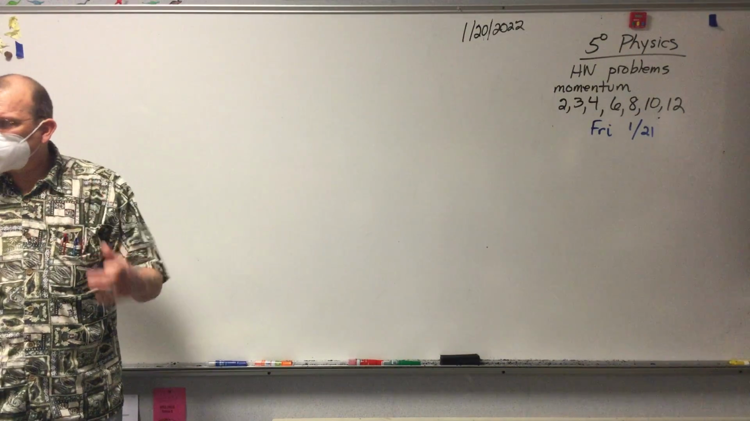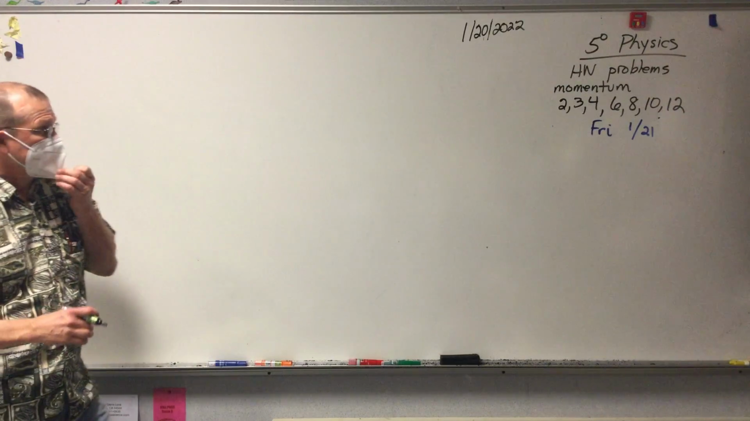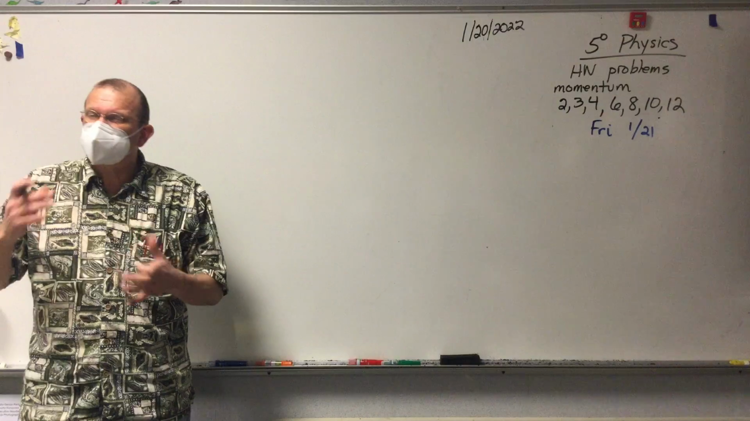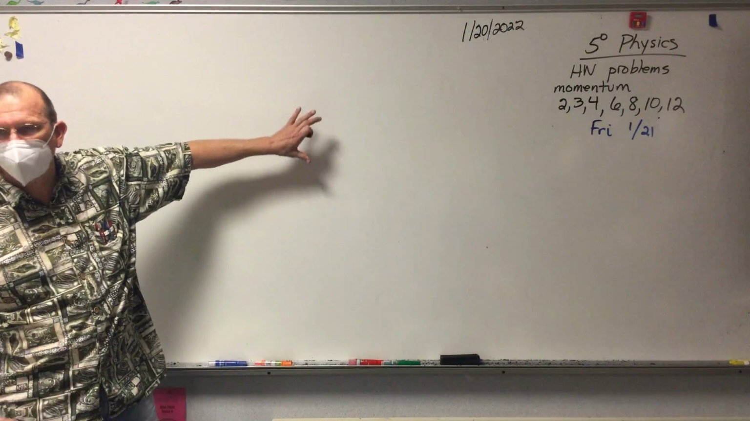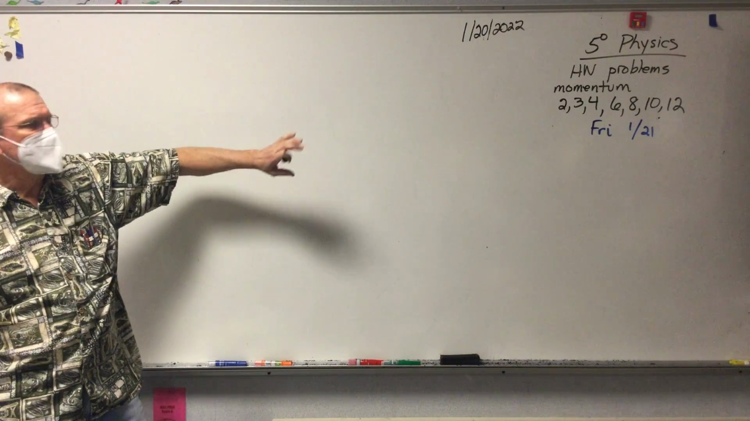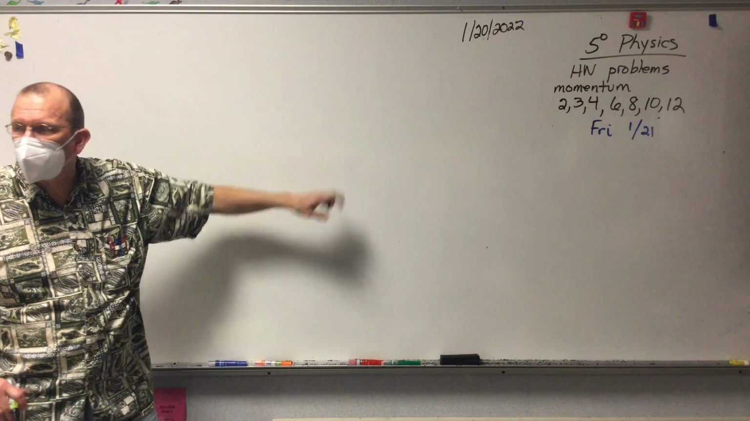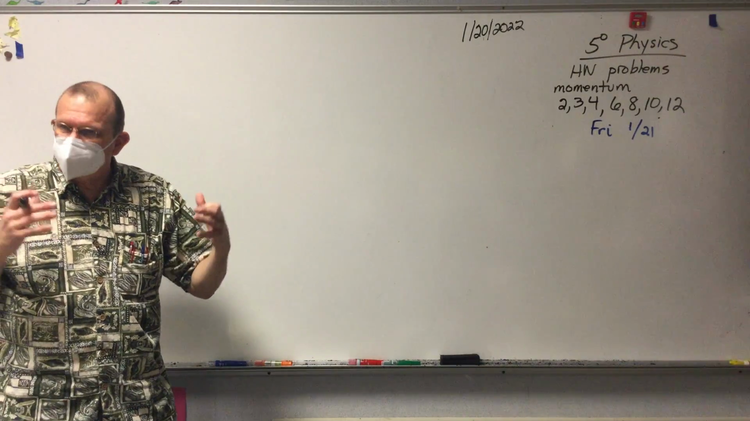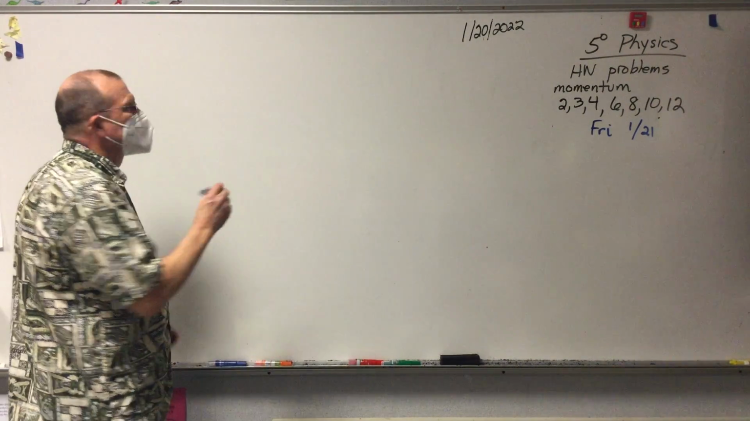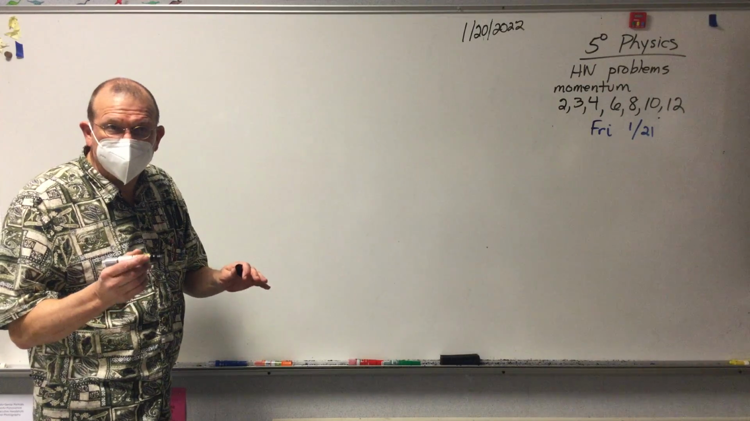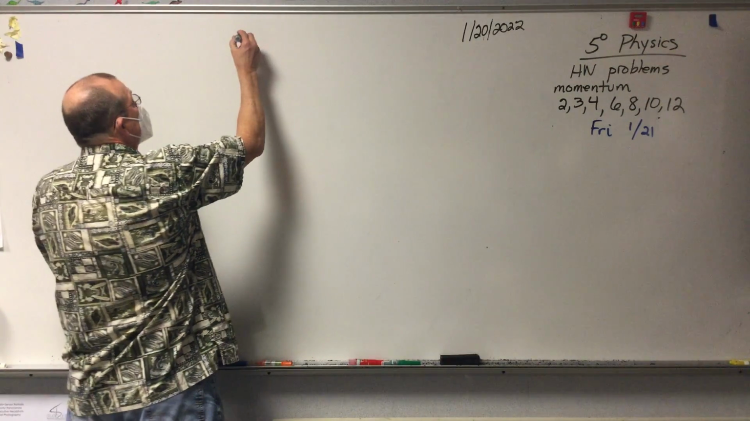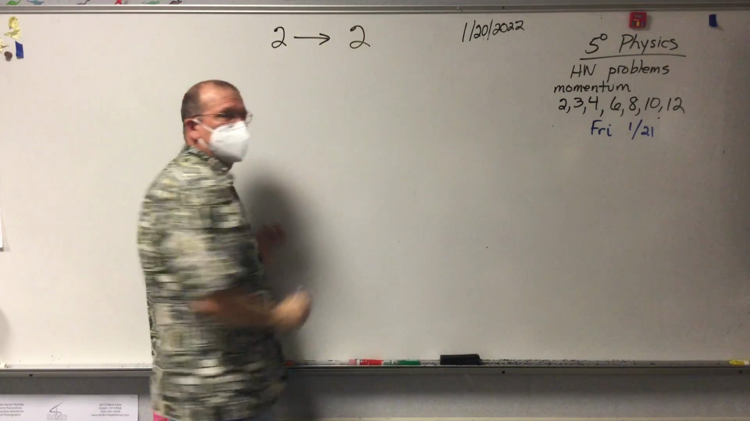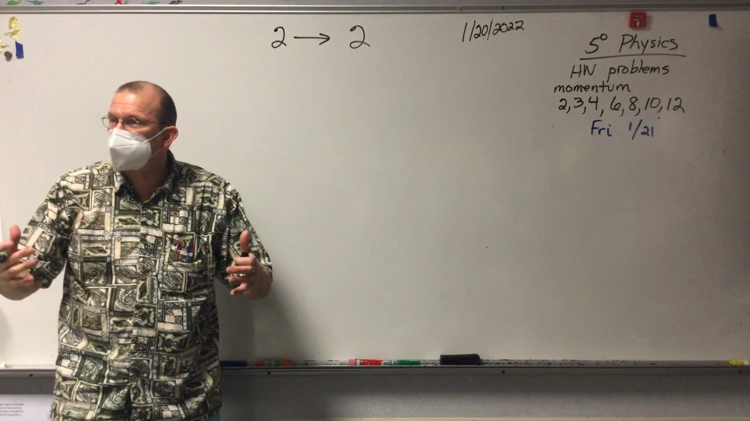Okay, so there are 3 different types of events that we're going to talk about. And I have given them specific names. Now, they are all part of the law of conservation of momentum. But because the law of conservation of momentum is not a real specific thing, I want to talk about some specific examples. So this first type of thing that we're going to talk about, I call a 2-to-2 event or collision.